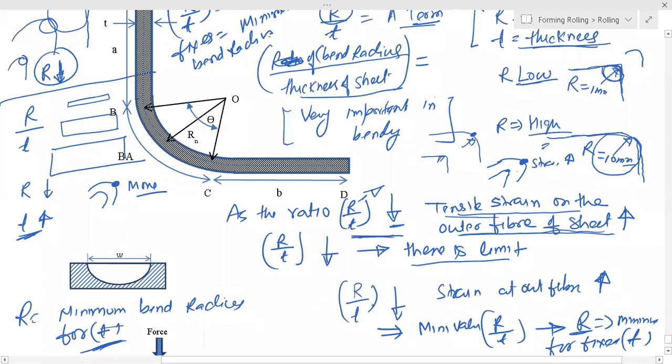Up to this point, is everybody fine? If anybody has any doubt, then ask. I will repeat. What is minimum bend radius? Is there any term for R? No, that we call the R by T ratio.